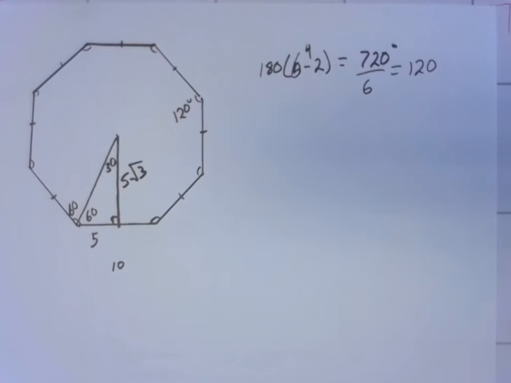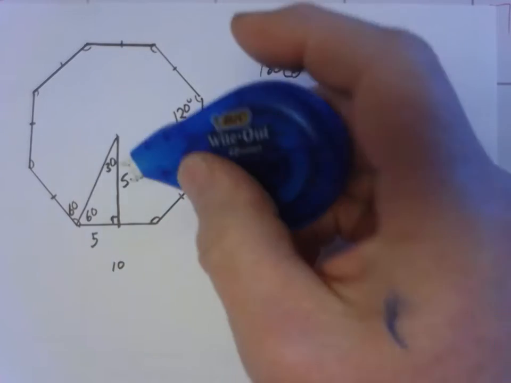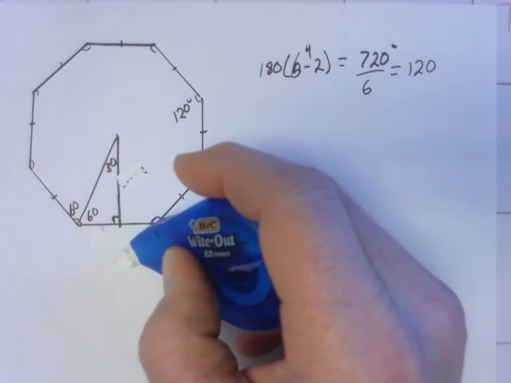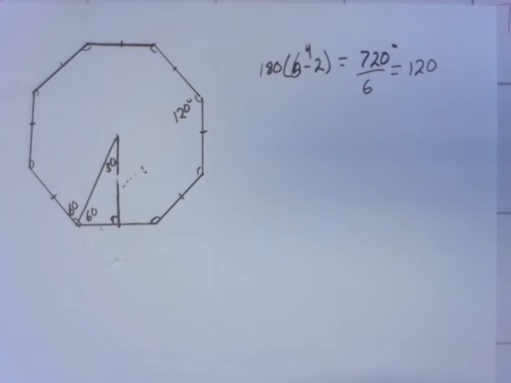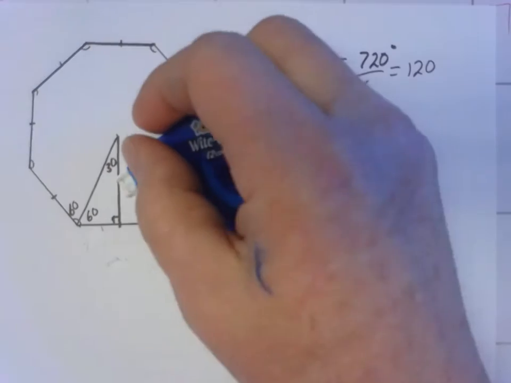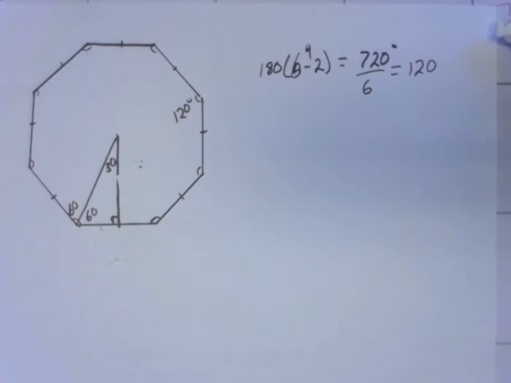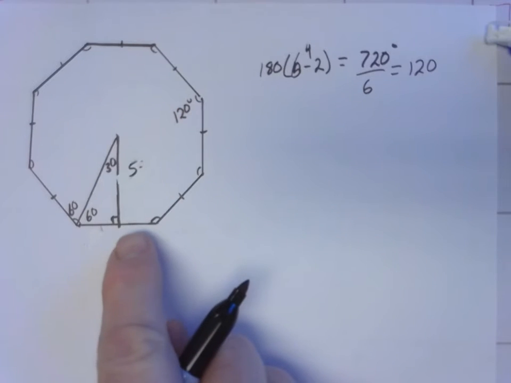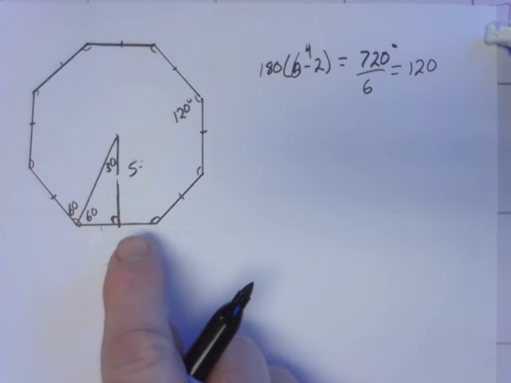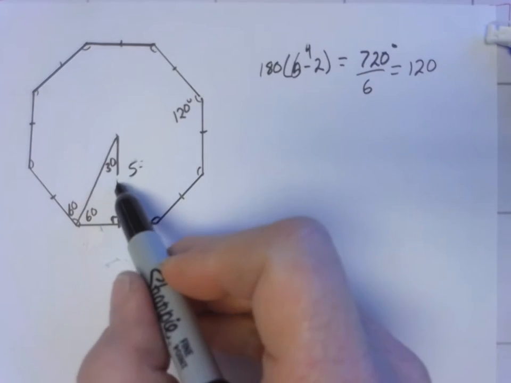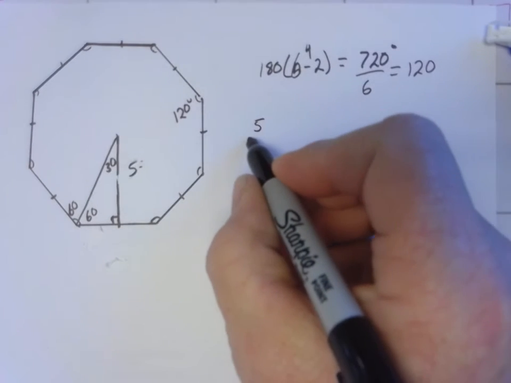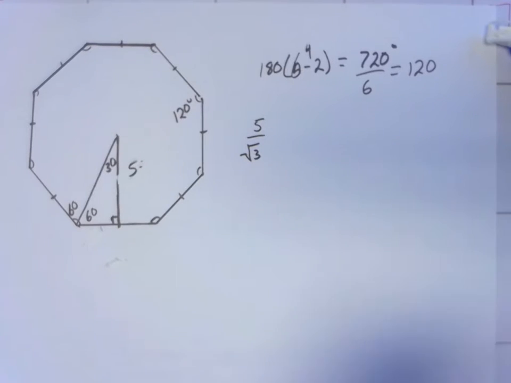Okay, or let's make this a little more interesting. Let's say they gave you the apothem in this case as 5, and then you've got to figure out the length of the side right here. Well, this is going to make it a little more challenging, isn't it? We've got to go from the long leg to the short leg. Well, we've got to take 5 and divide by radical 3.